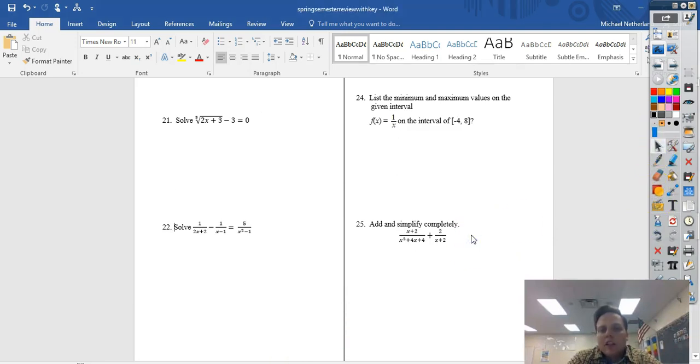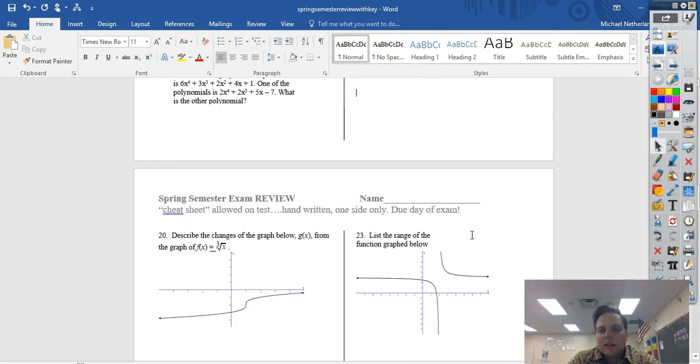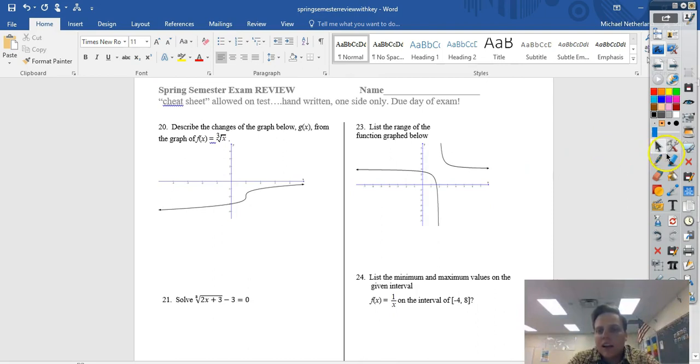Problem 23. It says, list the range of the function graph below. Okay, range is lowest y value to highest y value.